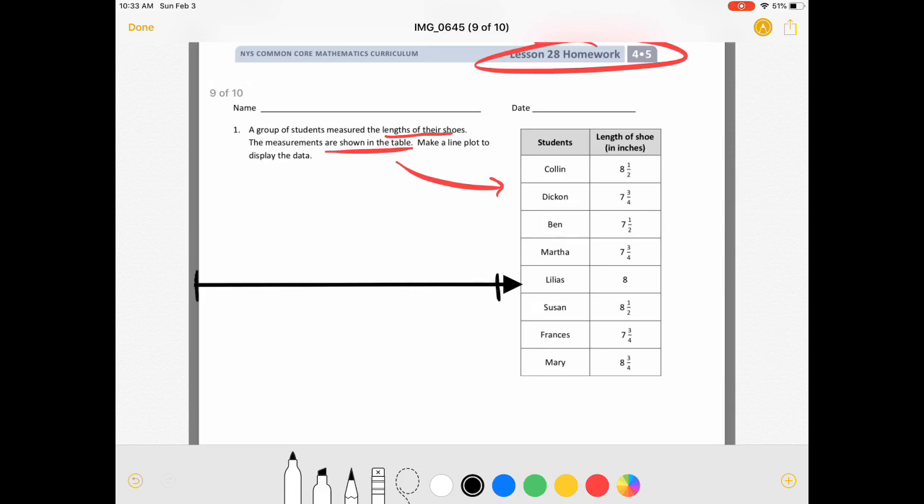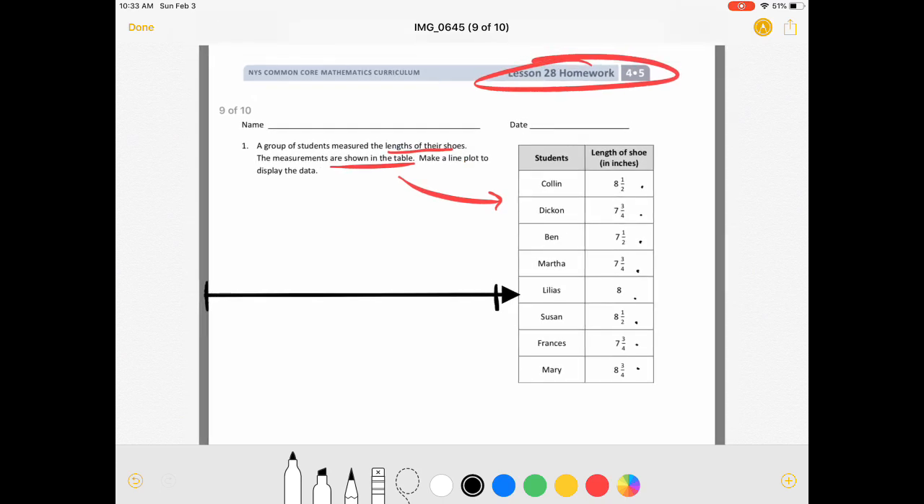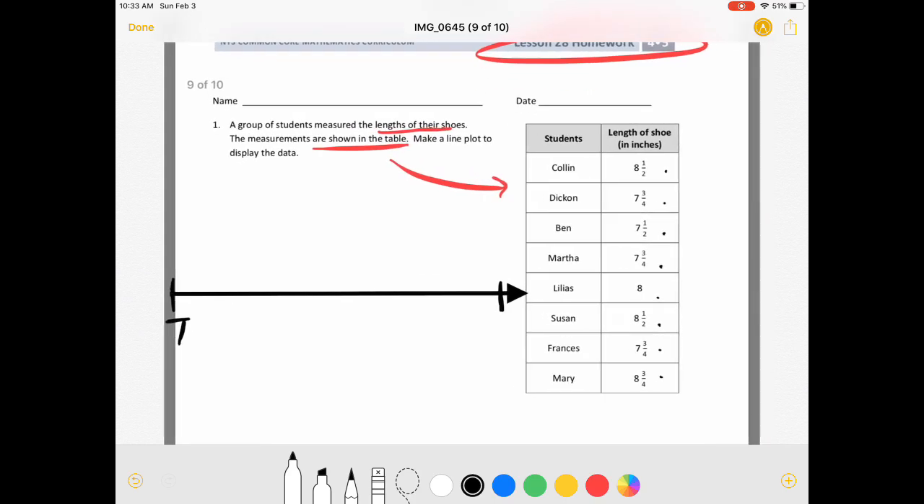And in order to decide where to start and end our line plot, we need to look at the length of all the shoes. If I look over here, I don't see any that are smaller than 7 inches, and I don't see any that are bigger than 9. They all seem to be either 7 or 8 inches, somewhere in between there. So I'm going to start it at 7 and end it at 9, and then I'm going to put my 8 in the middle.